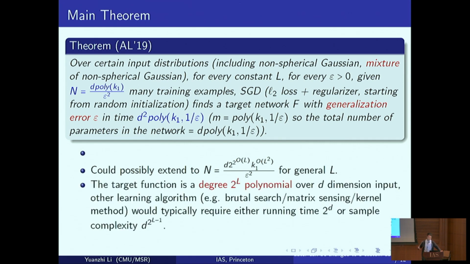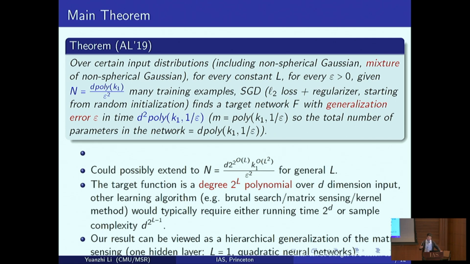And the main message is the target function is a degree 2 to the L polynomial over D-dimensional input, because the quadratic activation has L layers, so the final degree is 2 to the L. The other learning algorithms, such as brute force search or matrix sensing or kernel method, would typically require running time either 2 to the D for just brute force search, or sample complexity that is D to the 2 to the L minus 1 if you do it very carefully. But still, they are not very efficient compared to learning it using a neural net.